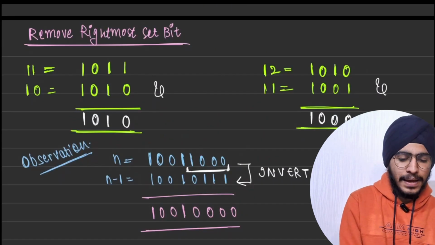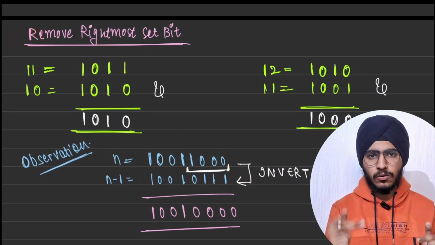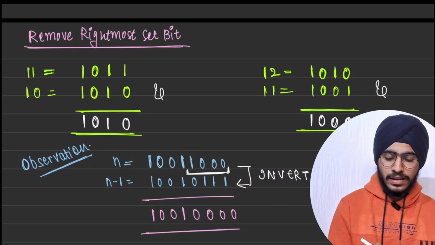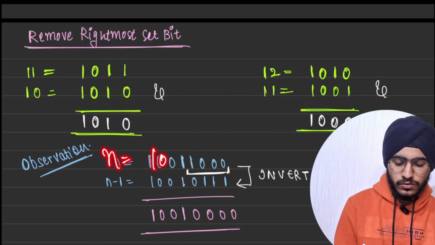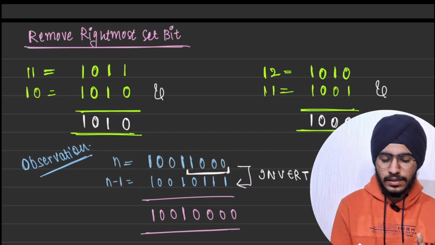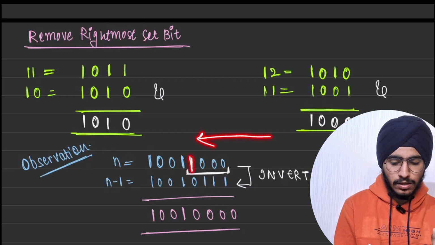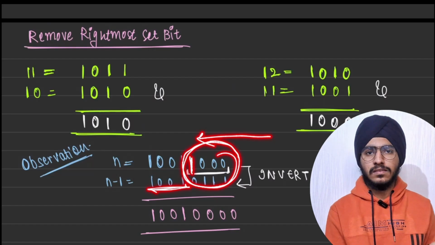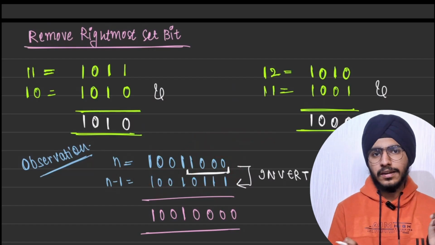Let's start with the second pattern, which is interrelated to the above one: remove rightmost set bit. Let's say n is 1001 1000, then what will be n minus 1? Let's find the rightmost set bit first. Just invert this part only and the remaining part will remain as it is. The explanation is interrelated to the above one.